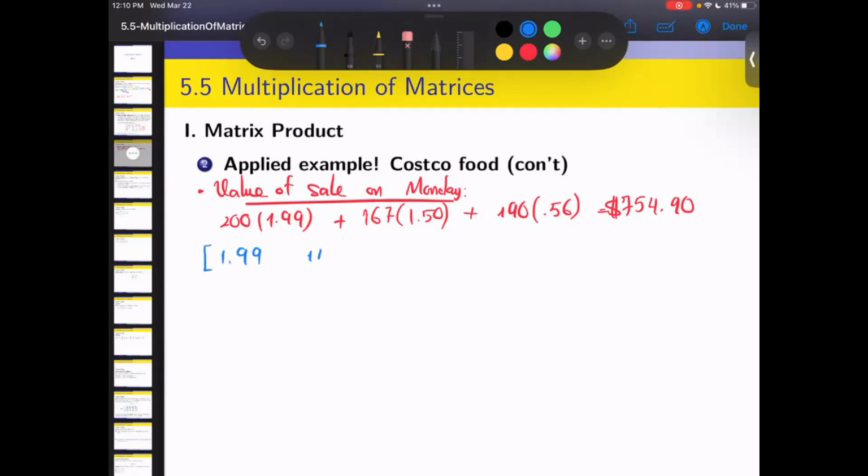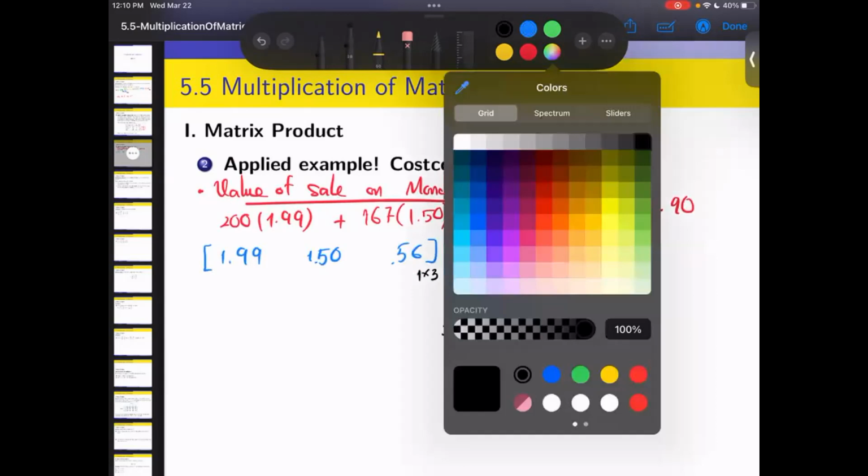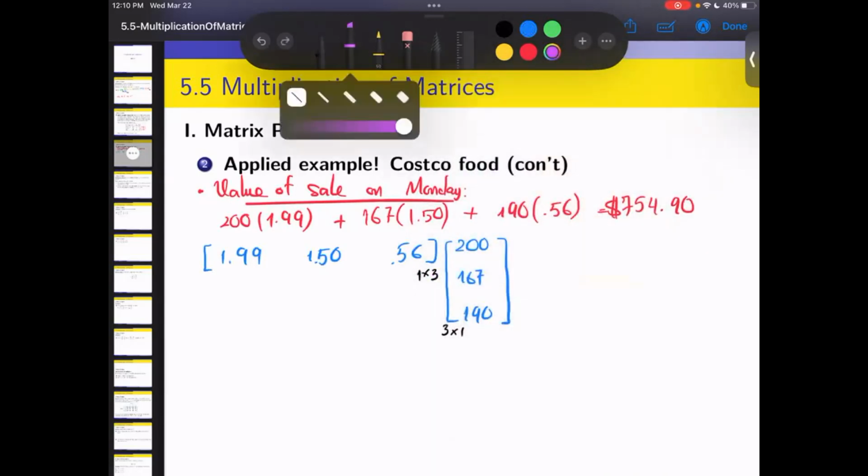$1.99, $1.50 and 56 cents. And I multiply with a vector of the number of products they sold each day. So on Monday, 200 for pizza slice, 167 for hot dog, 190 for pop. The reason I'm doing this is because I need my dimensions to be matched, right? I'm starting out with 1 by 3, and this is 3 by 1. Notice that my inner dimension has to be matched. If it is not matched, nothing I can do.